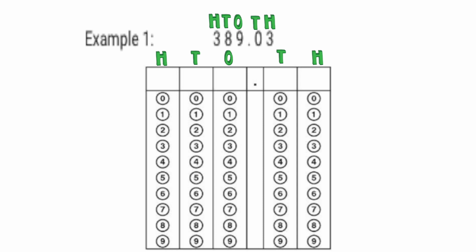Now that I have labeled the place value correctly on my answer and on my answer document, all I have to do is make sure that I put the numbers in the correct places. So I have a 3 in the hundreds, then I bubble in that 3. I have an 8 in the tens, and I'm going to bubble in that 8. And then I have a 9 in the units, so I'll bubble in the 9. In the tenths, I have a 0, so I write the 0, and I'll bubble in the 0. And finally, in the hundredths, I'll write the 3 and bubble in the 3.